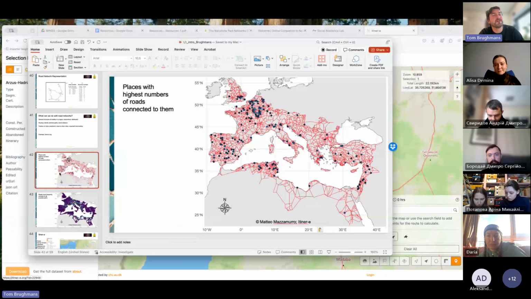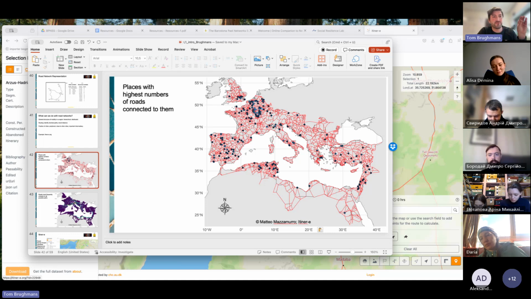You can also derive metrics like that for the entire data set. So here we're looking at the number of roads that are connected to every settlement, but we're only showing the settlements that have very many connections related to them. And then we see here in France, for example, there's a lot of settlements that have a lot of roads related to them. And that's in part because of the constraints that space provides.